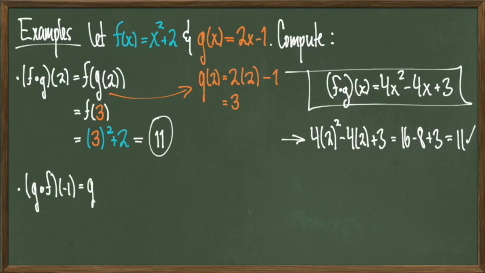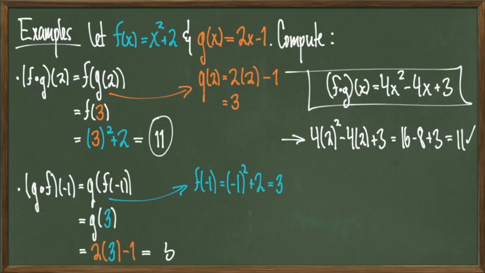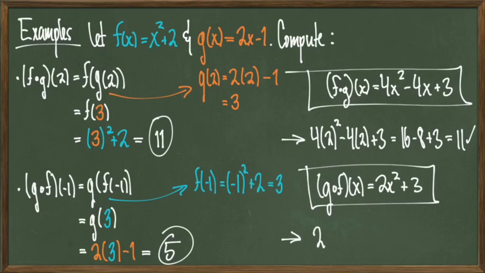For our next example, I will compute g composed with f of negative 1, which by definition is g of f of negative 1. So like I did above, I'm going to compute f of negative 1 off to the side. In so doing, I get an answer of 3, so I will feed this output of 3 back into g, and I find that g evaluated at 3 comes out to give me an answer of 5. But again, just for good measure, the formula for g composed with f of x came out to be 2x squared plus 3, and when I evaluate that function at negative 1, again my original input, I still get an answer of 5.